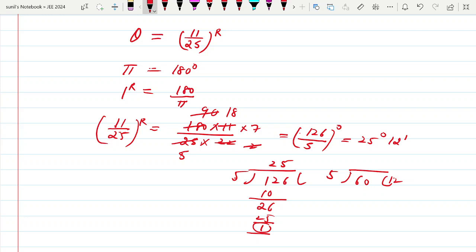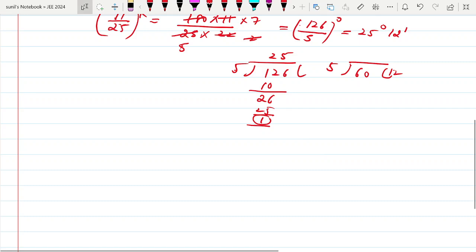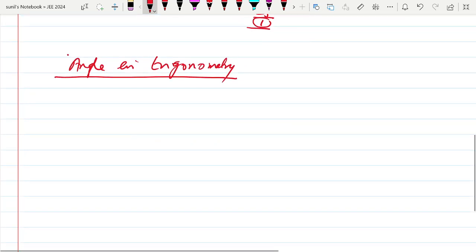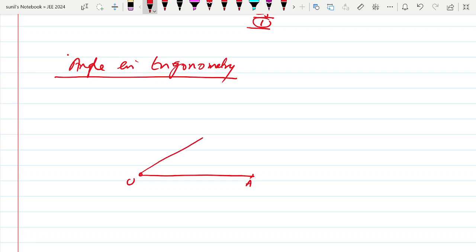Now guys, we have an important thing in trigonometry. How do we see the angle in trigonometry? Angle in trigonometry. See, suppose this is my vertex, and suppose this is my ray OA, and suppose this ray is rotated to obtain a ray OB. We call this arm 1, and this is arm 2, and this is known as the vertex.